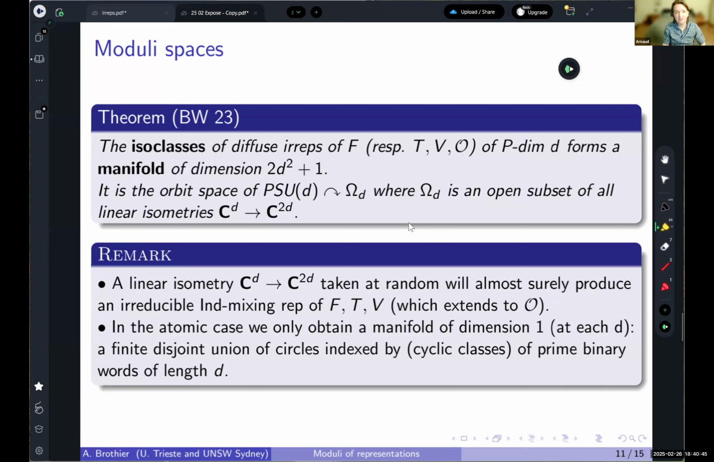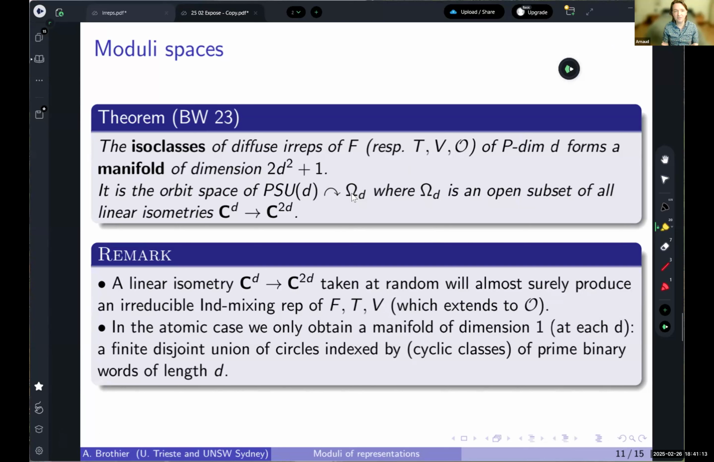And so what do I get? Well, I can see that the space of irreducible representations of P of dimension, let's say D, is just a manifold of dimension 3D squared. One can just see that. If you look at all isometries from C^D to C^2D that are irreducible in a certain sense, it will give you a manifold.